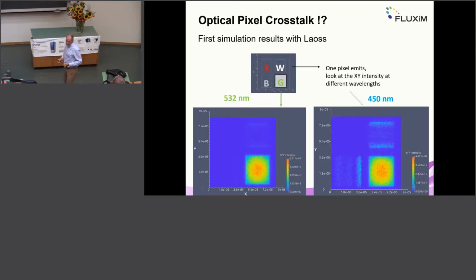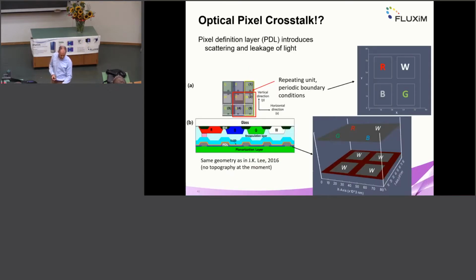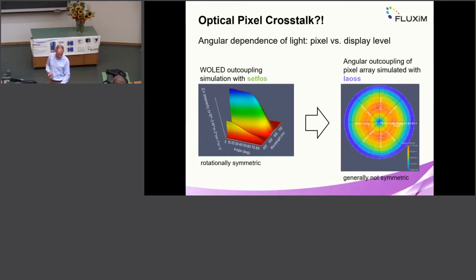And this is the kind of problem the display industry wants to solve by adjusting, or making sure that the geometry of the pixel definition layer can be altered, or also the geometry of the color filters, how they are placed and at what distance they are placed with respect to the bottom white OLED.